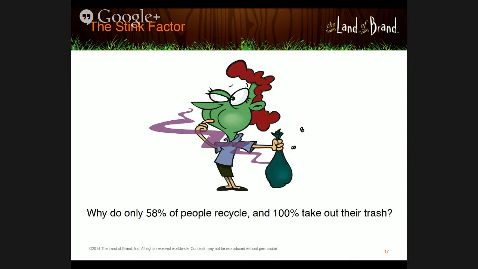So why do only 58% of people recycle and 100% take out their trash? I call this the stink factor, because trash stinks and it's going to continue to stink until you fix the problem by taking it out. Recycling does solve many problems, but they're not as close to home as having stinky trash in your room.